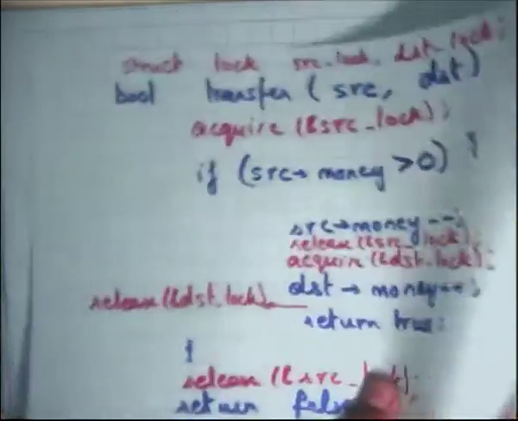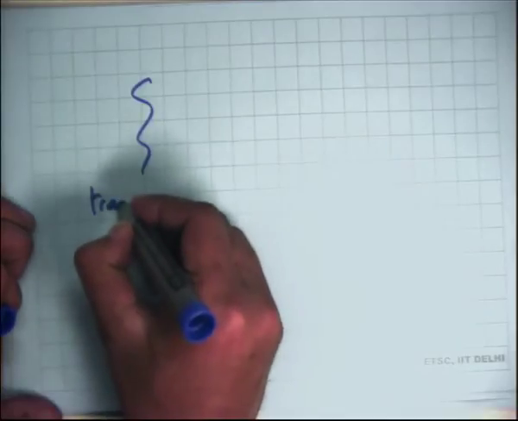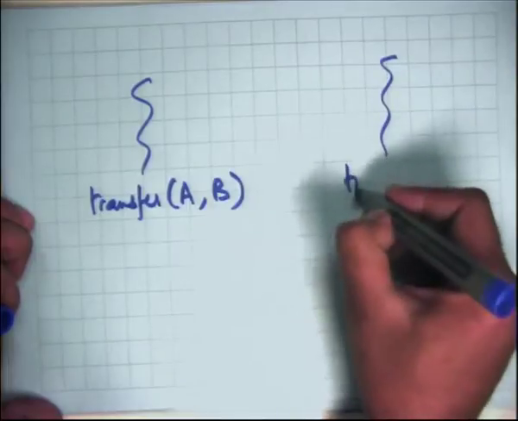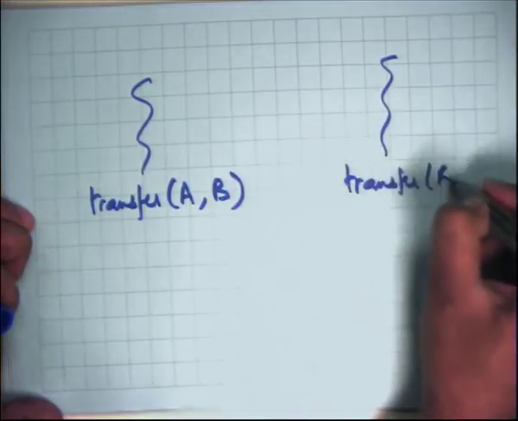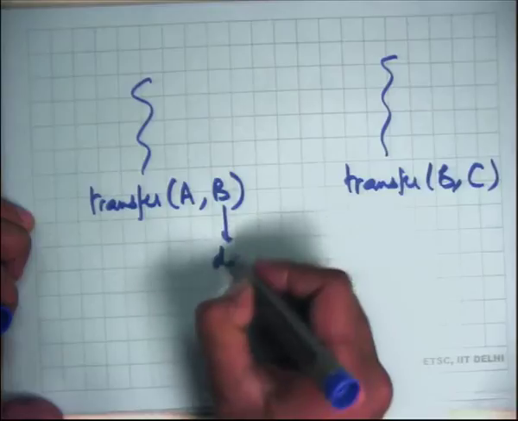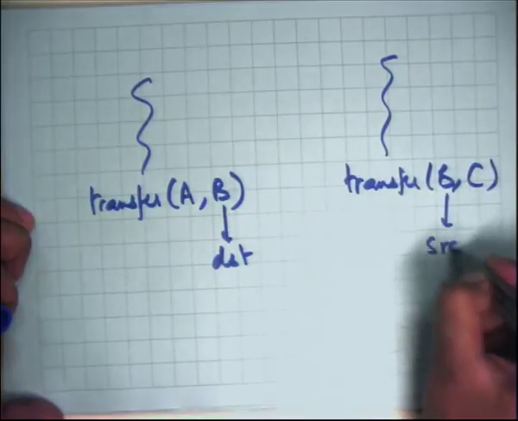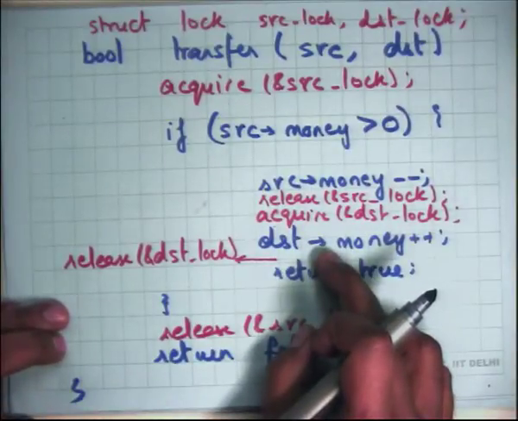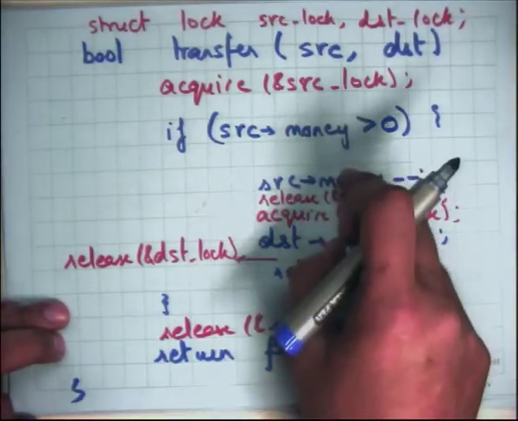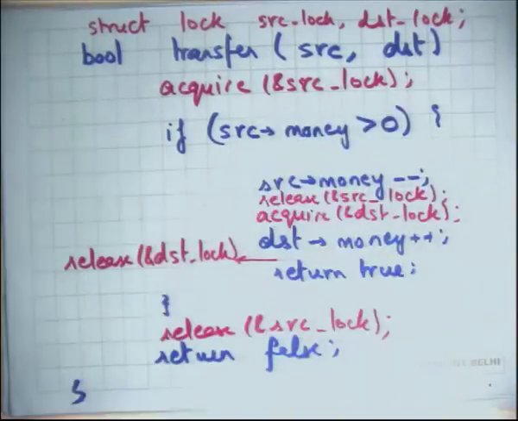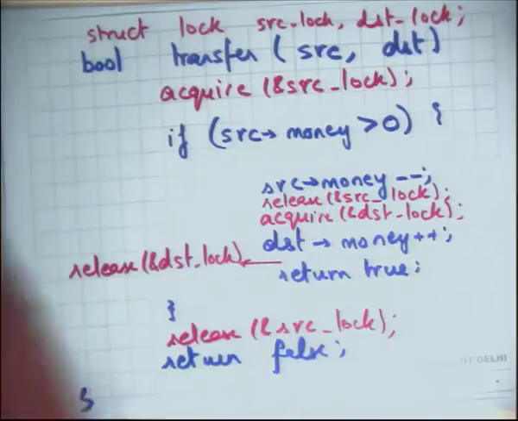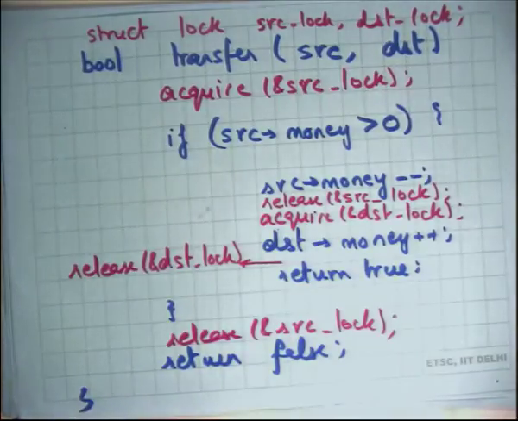So the problem is if one thread says transfer A to B, and another thread says transfer B to C, here B is the destination and here B is the source, right? And this code does not ensure mutual exclusion between this code and this code. You want to also ensure mutual exclusion between them, if it is possible for these accounts to be the same.